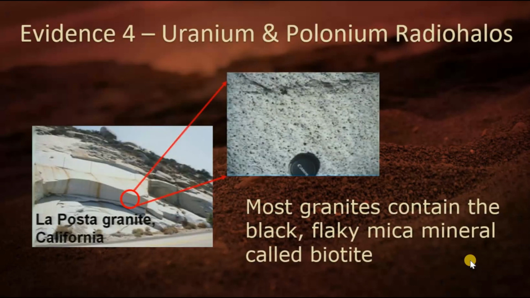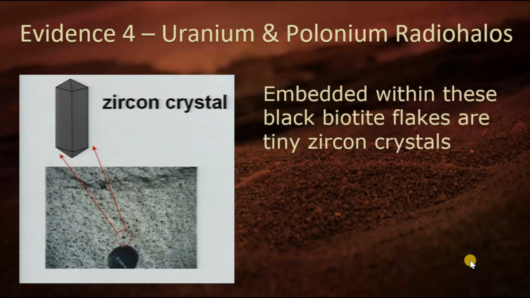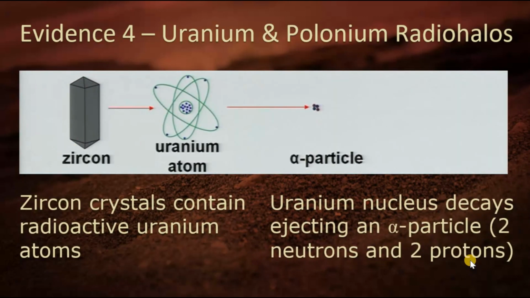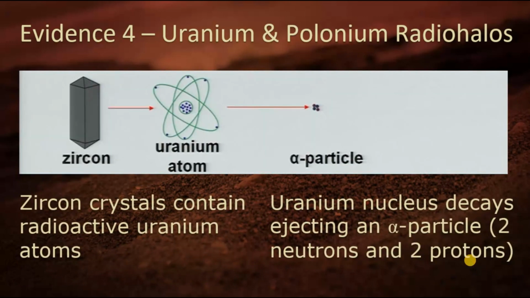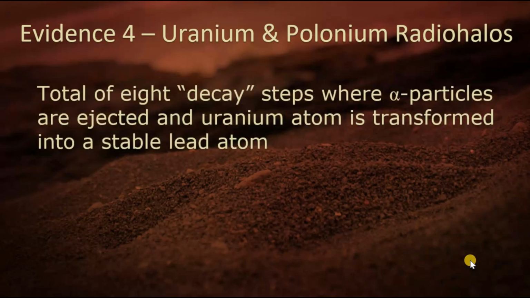Most granites contain a black flaky mica mineral called biotite. And we go to a granite in La Posta, California, east of San Diego. And embedded within these black biotite flakes are tiny zircon crystals. We talked about that already. And the crystals contain radioactive uranium atoms. And the nucleus decays, ejecting an alpha particle.